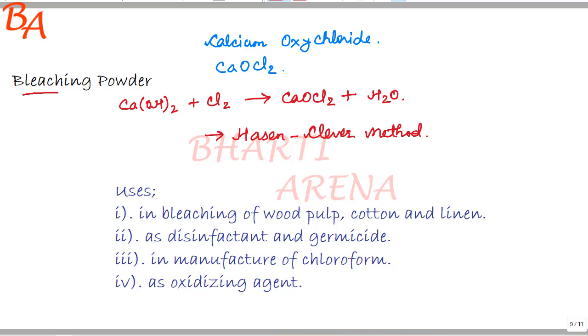By Hasenclever method, bleaching powder is manufactured. Its uses are: it is used in bleaching of wood pulp, cotton and linen. It is used as disinfectant and germicide. It is used in manufacture of chloroform, CHCl3, and it is used as oxidizing agent.